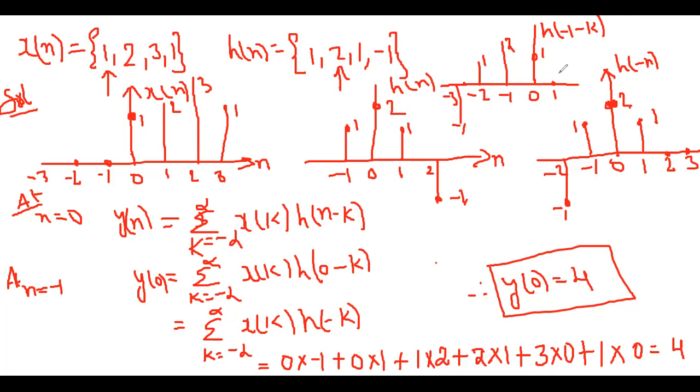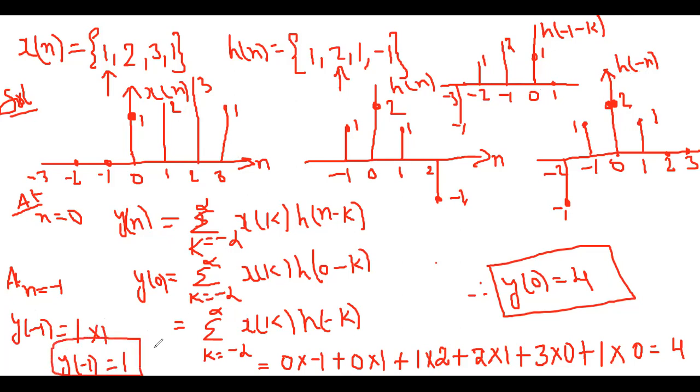But at 1, the h value is a 0. At 2, the h value is a 0. At 3, the h value is a 0. So there are only 2 values at n is equal to 0. 1 into 1. So y of -1 is equal to 1 into 1. That is, y of -1 is equal to 1.